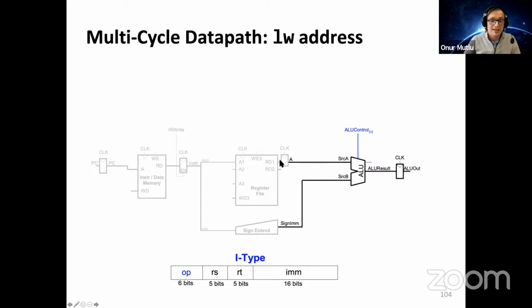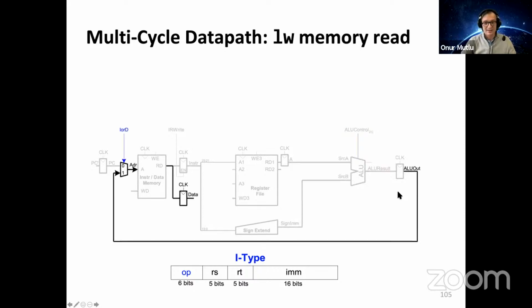Okay, so in the next cycle, what happens is, next cycle essentially is the third cycle. We calculate the address, taking the value inside this register, putting it to the ALU, taking the sign extend immediate, put it in the ALU. ALU control needs to be specified accordingly, and ALU result gets latched again. That's the end of the cycle.